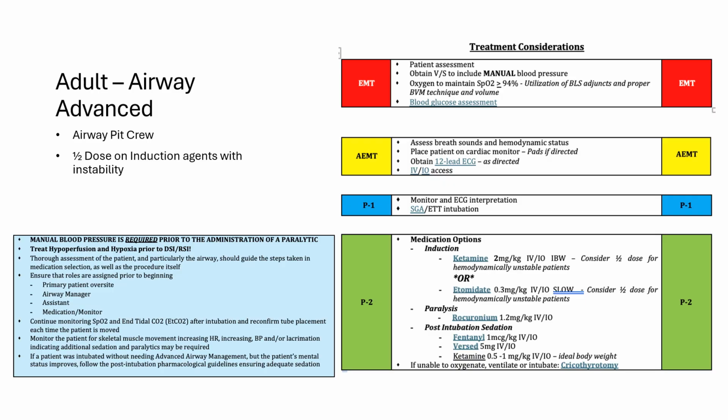Here's your advanced airway. Basically, it's just saying a little more in detail about what you're going to do. I don't want to belabor this. It does note one thing that you want to put in there, which is half-dose induction agent for unstable patients. I think most of you know that. Give half-dose of etomidate, half-dose ketamine, if a patient is unstable. Usually they're altered as well. They're half sedated as it is.